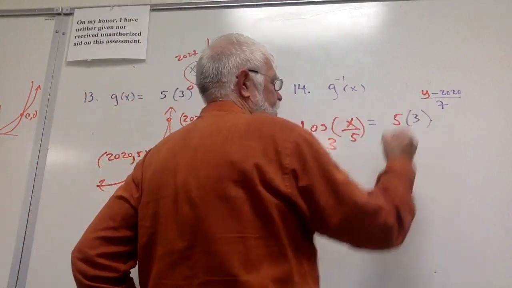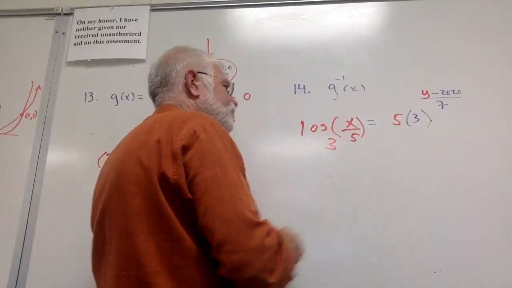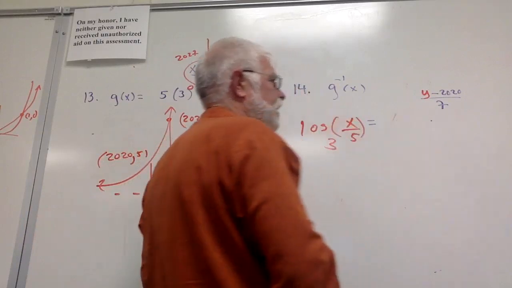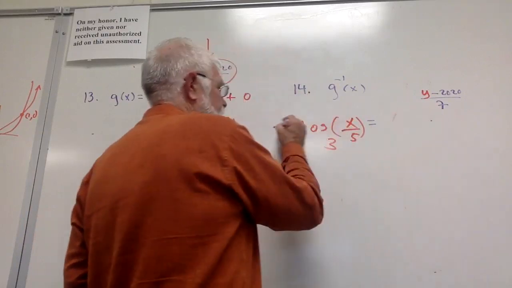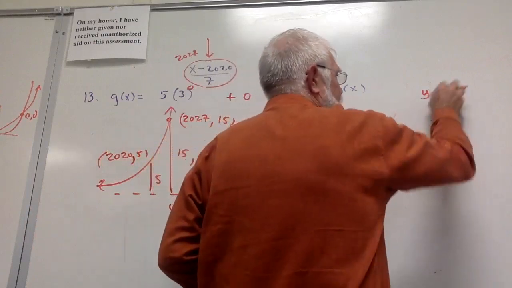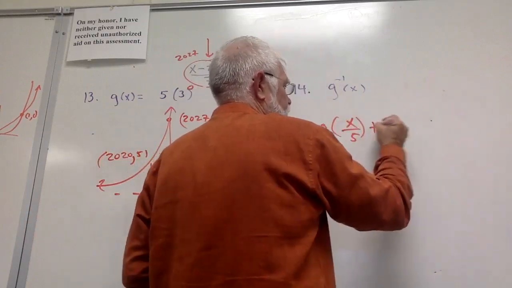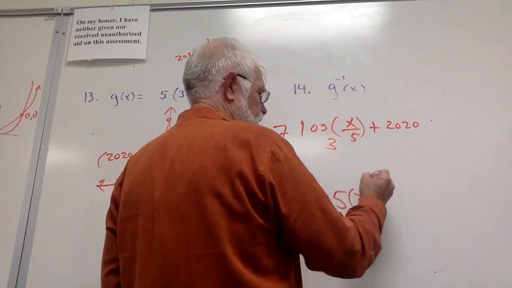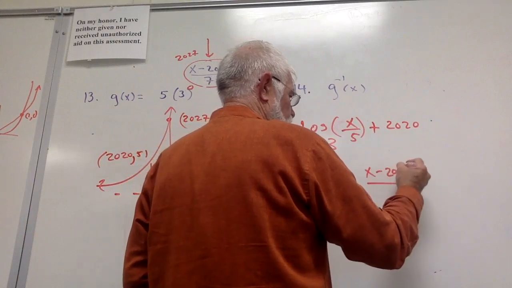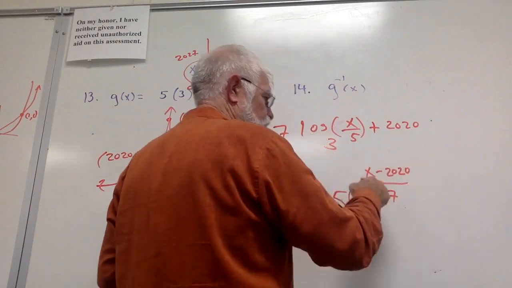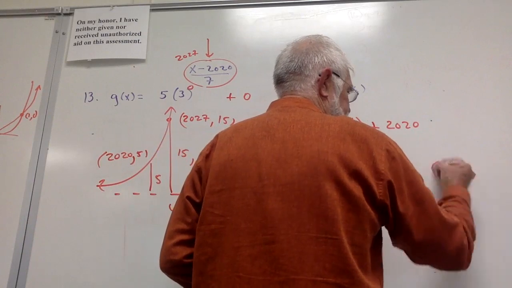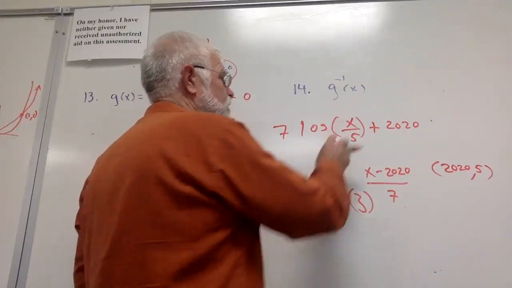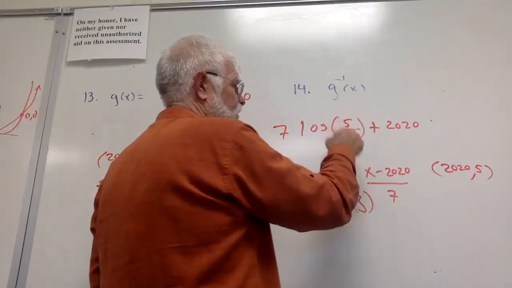I'm going to come back to this here because I'm going to put some numbers in a minute. I'm butchering this thing. All right, I've made my case here. So now that moves this to the other side. Division by 7, multiplication by 7, subtraction of 2020, addition of 2020. Okay, so we had 5 times 3 to the x minus 2020 over 7. And we said 2020 got us 5. Then down here, 5 better get you 2020. Let's put a 5 in. 5 divided by 5 is 1.